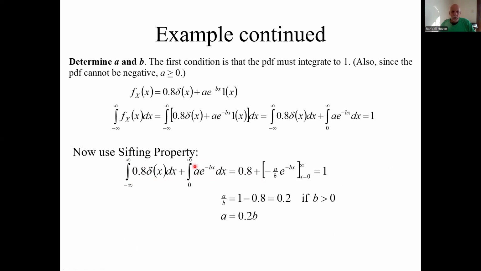And then this guy we can take, I'm not going to go through that. All that has to equal 1. You do that little bit of algebra and you get a relationship between A and B. A equals 0.2B.